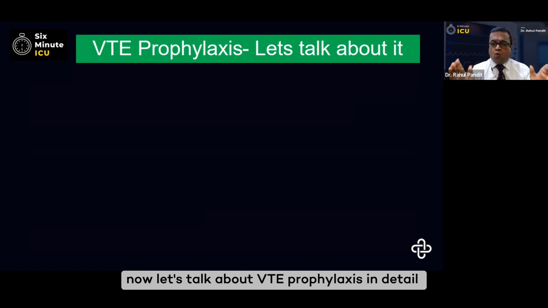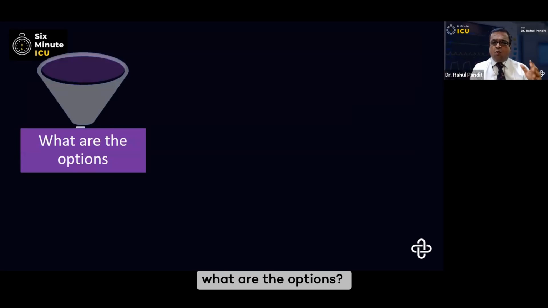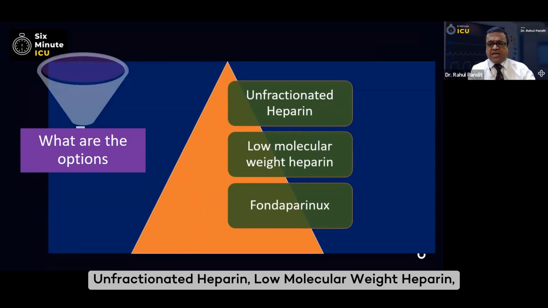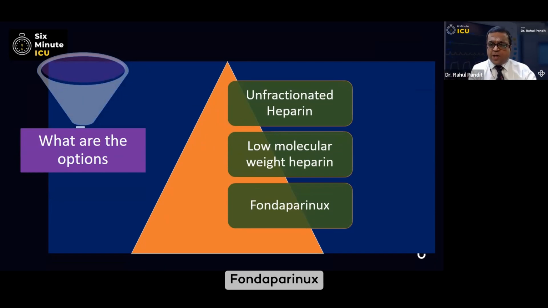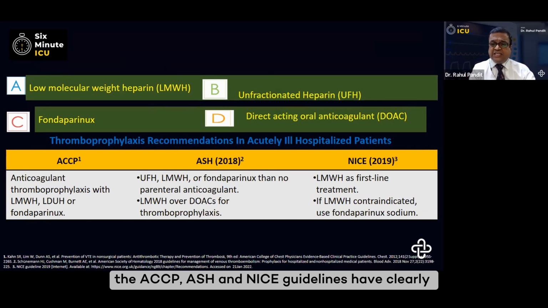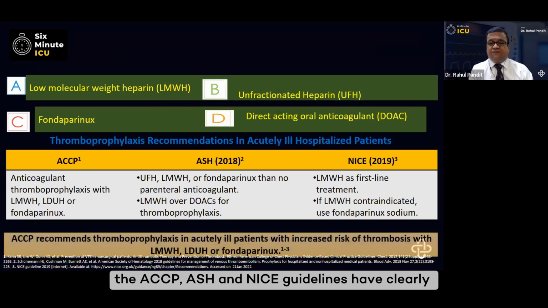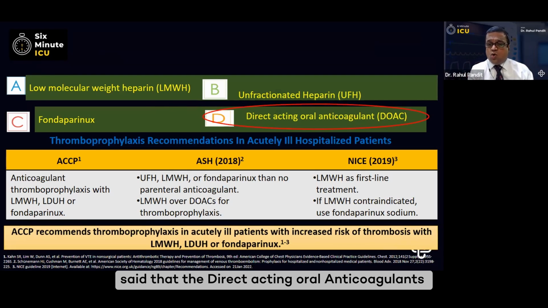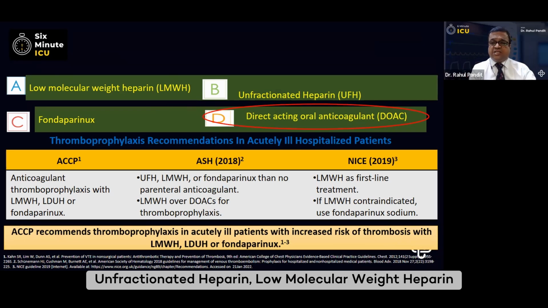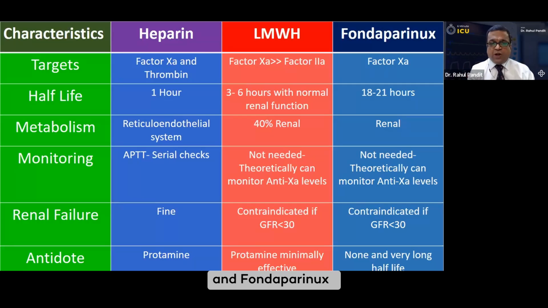Now, let's talk about VTE prophylaxis in detail. What are the options? The three options we already know: unfractionated heparin, low molecular weight heparin, and fondaparinux. We also know that the ACCP, ASH, and NICE guidelines have clearly said that the direct acting oral anticoagulants are not something which we should be using for prophylaxis in ICU. So what does that leave us with? It leaves us with unfractionated heparin, low molecular weight heparin, and fondaparinux. However, to decide what dose and what regime we should be using, we need to understand some basic characteristics of these drugs. So let's get going with this.